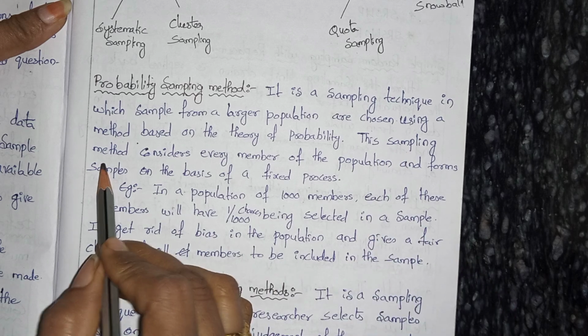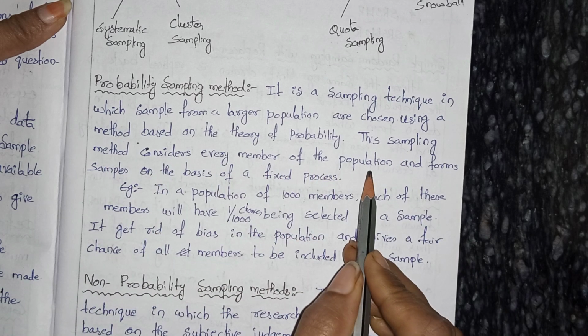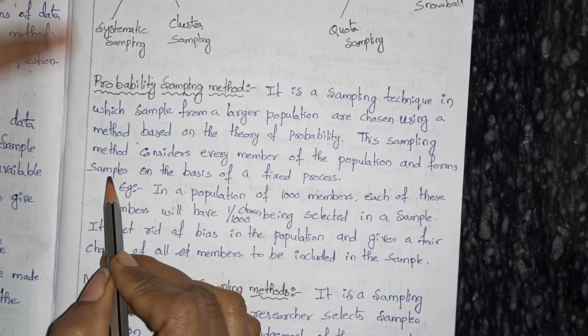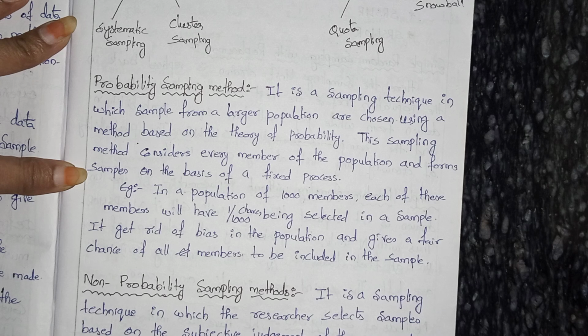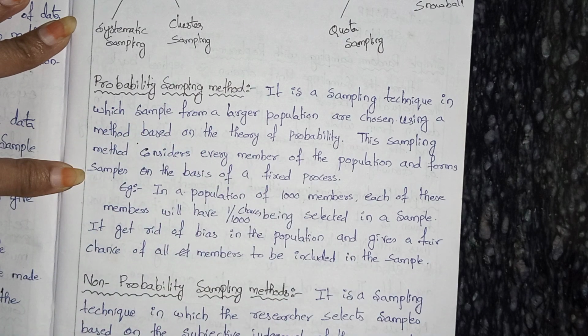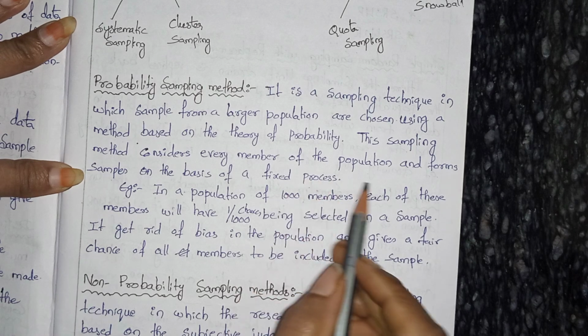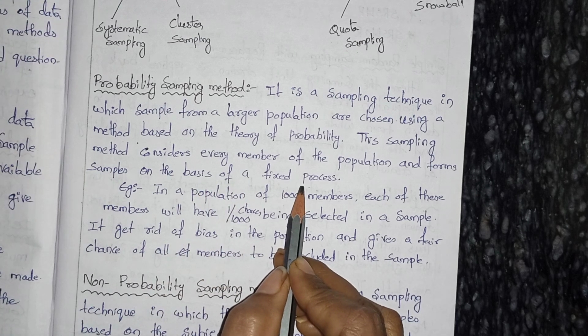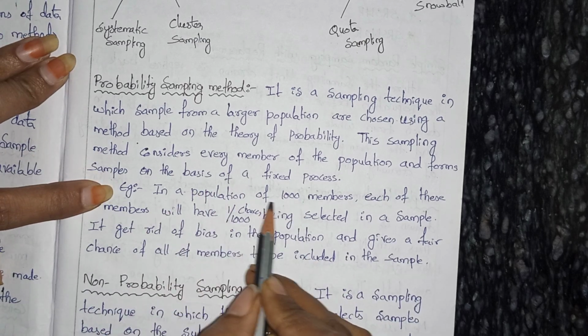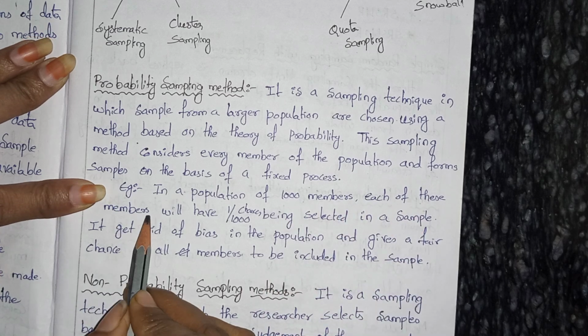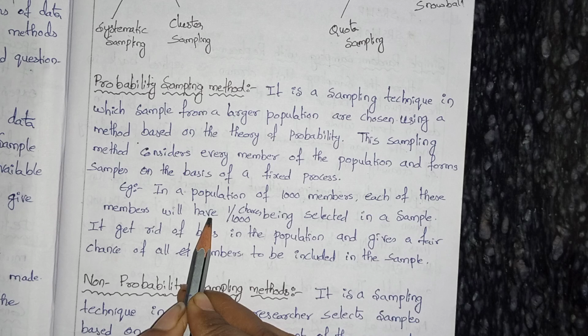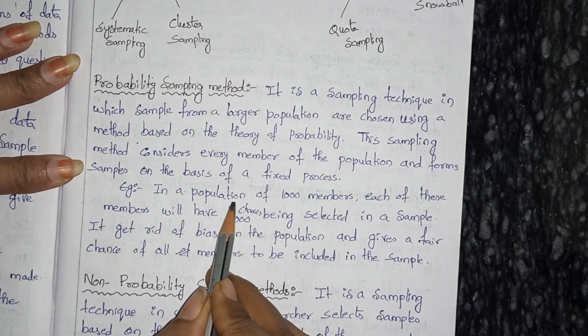So this sampling method considers every member of the population and forms samples. From the population only we are going to take the sample. As I told you, the theory of probability means every member in the population will have equal chances of appearing in the sample on the basis of a fixed process. Example: in a population of 1,000 members, each of these members will have a 1 by 1,000 chance. This is the probability theory.